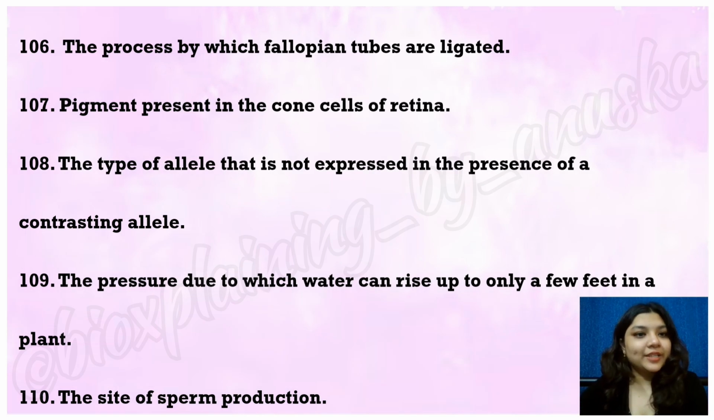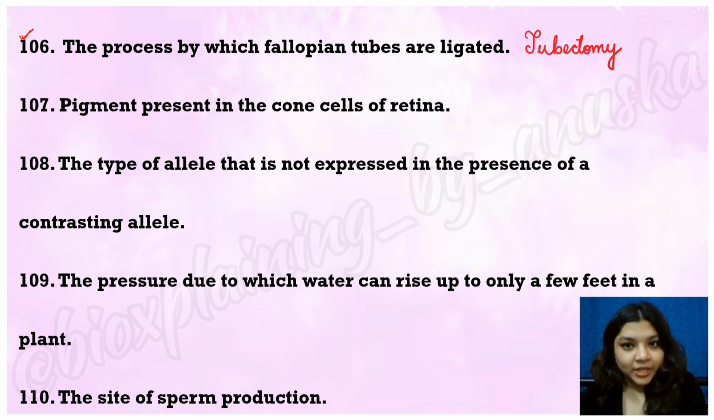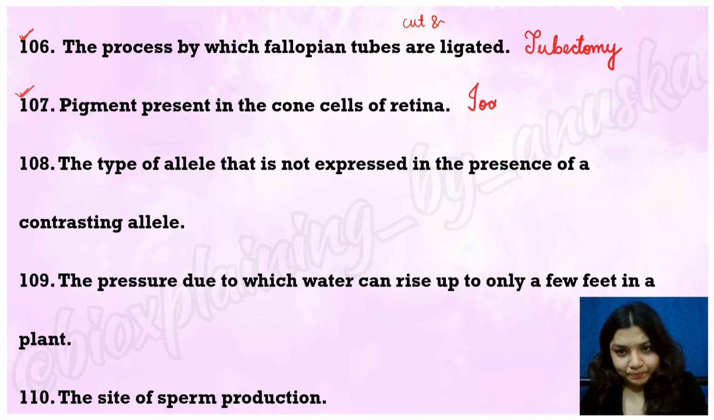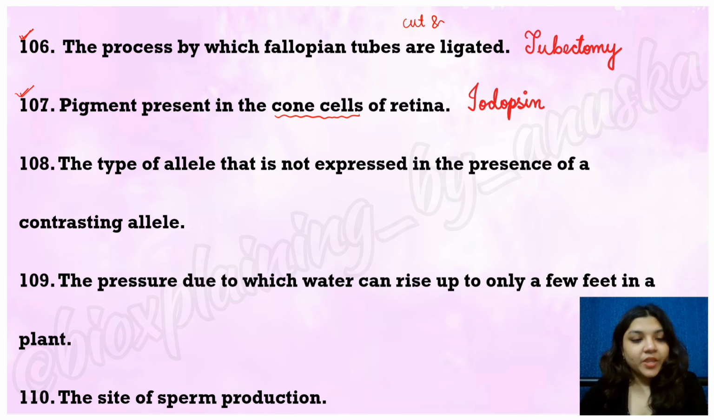Time to check the answers. The process by which fallopian tubes are ligated is tubectomy. So basically fallopian tubes are cut and ligated. It's known as tubectomy. Pigment present in the cone cells of retina is iodopsin. These are the cells that give daylight vision or color vision to our eyes.